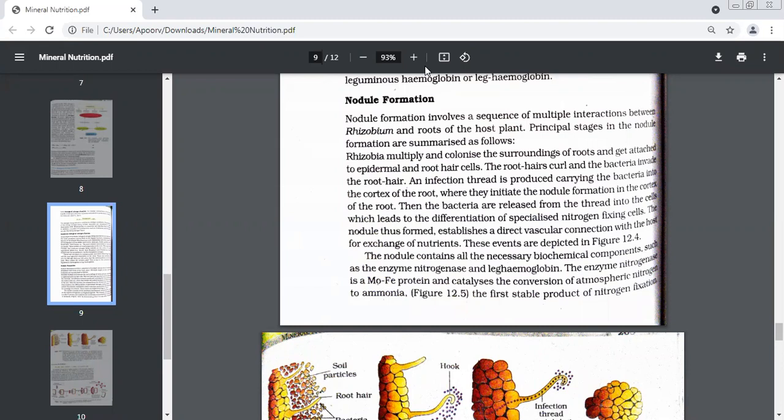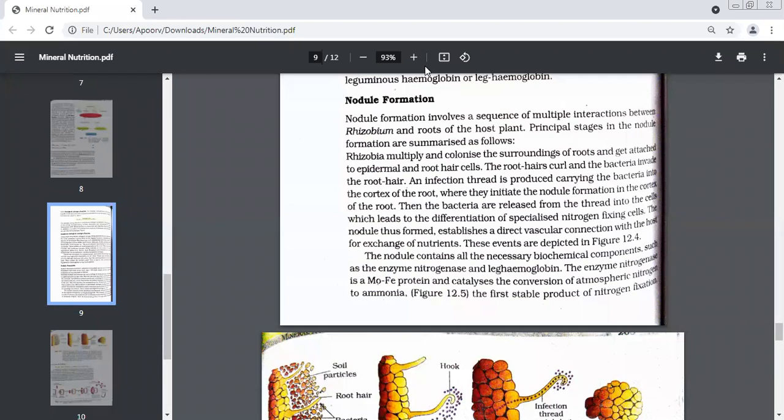Now what next? They have reached which part of the root? They had already crossed the epidermal cells. Middle part of the roots, epidermis. Then what was the next one? Cortex. Where do they reach? They reach the cortical cells. That means they reach the cells of the cortex. Now the process has to start.